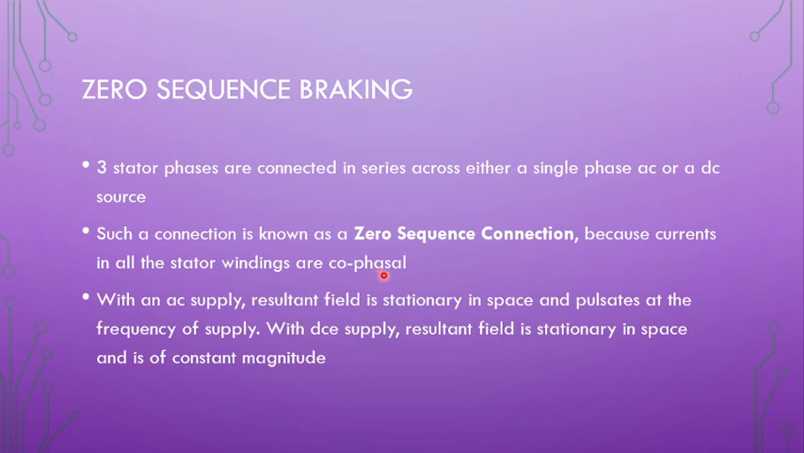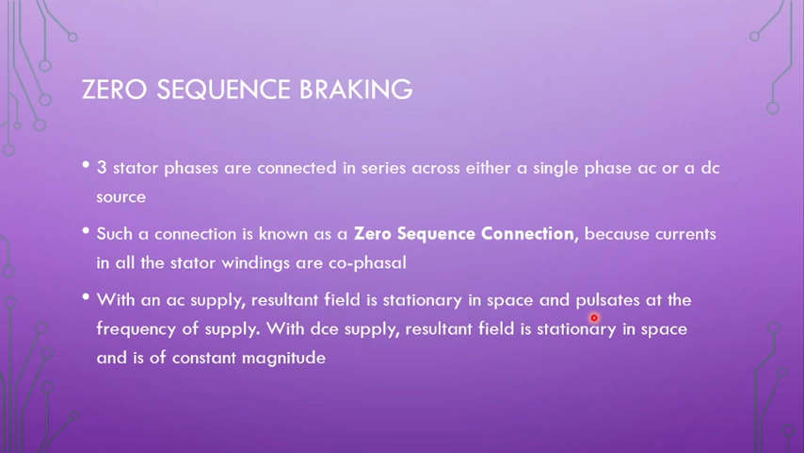With the AC supply, the resultant field is stationary. If we have a three-phase distributed winding and we give a three-phase supply, only then we get a rotating magnetic field. If we give a single phase supply, we will not get a rotating magnetic field. The magnetic field will be stationary, but it will be pulsating, because AC has a 50 Hertz frequency and is sinusoidal in nature. So the magnetic flux obtained will also be sinusoidal, but it will not be rotating. It will be a stationary sinusoidal magnetic field.